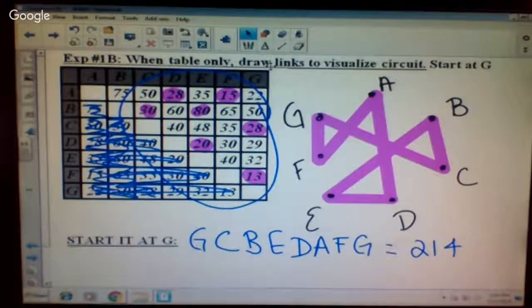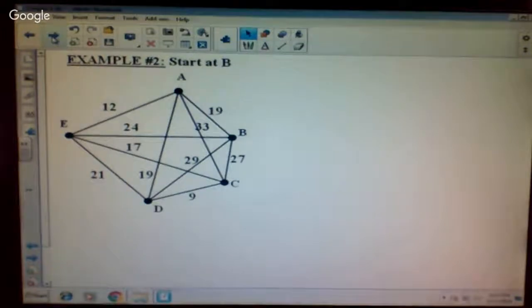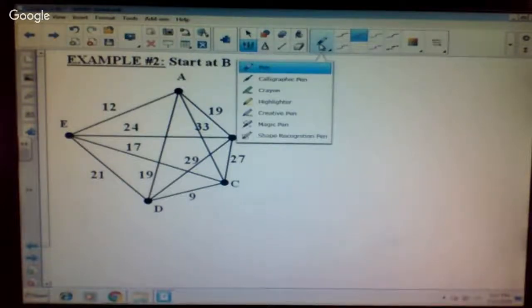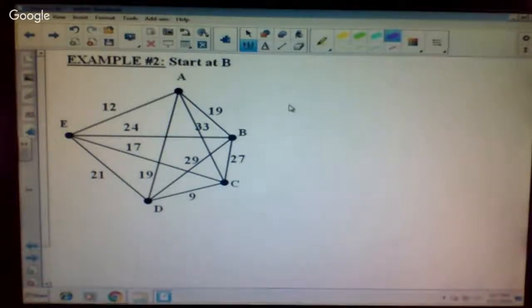That was 58. We've got 2 more and we're done. They're smaller ones. Okay, example number 2. They want us to start at B. Okay, what's my smallest link? Oh, wait. 9 is my smallest.